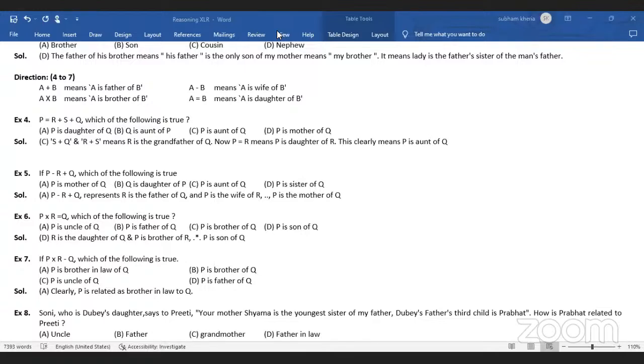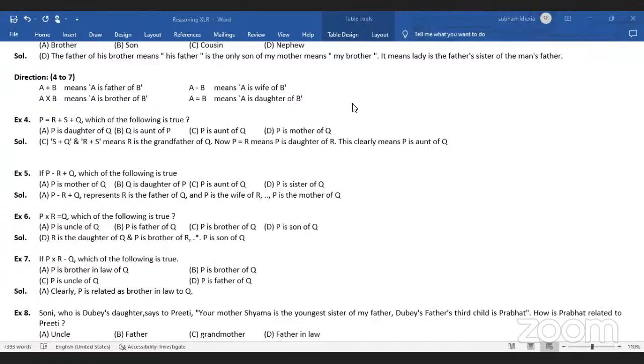Guys, what's the answer? Uncle, uncle. So we don't know the gender of Prabhat. See, this we can take. This we can understand. Okay, Prabhat will be a male. I know it should have been given, but if it's not given, we can't consider it as male.